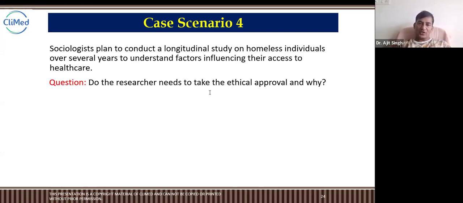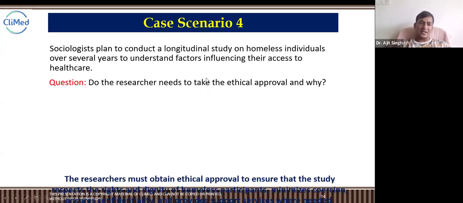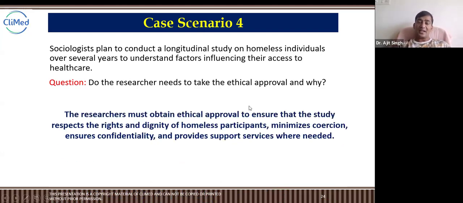Yes, sir. Vulnerable population should be maintained confidentiality. Yes, sir. Human involved. Because there is involvement of humans and consent is required. Yes, ensure confidentiality. Absolutely right. You guys are absolutely right. The researchers must obtain the ethics committee approval to ensure the study respects the rights and dignity of homeless participants. It's always about patient-centric approaches, rights and dignity.